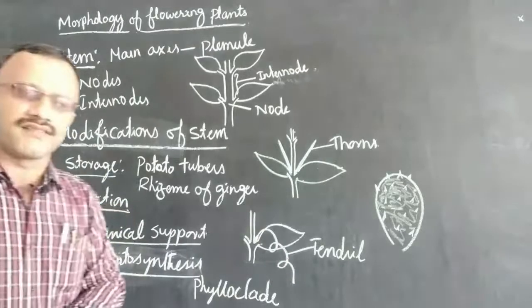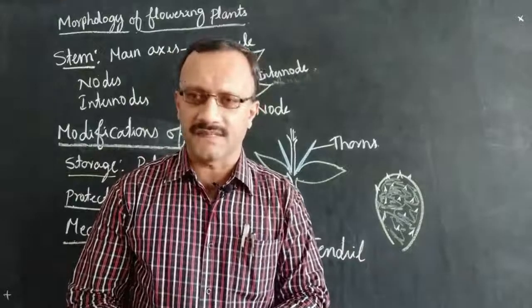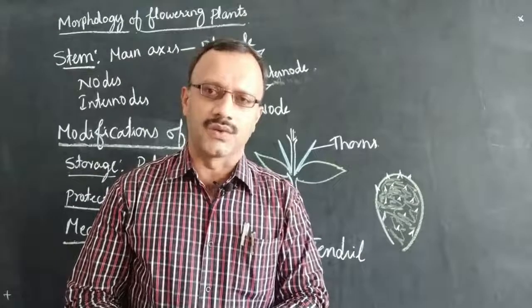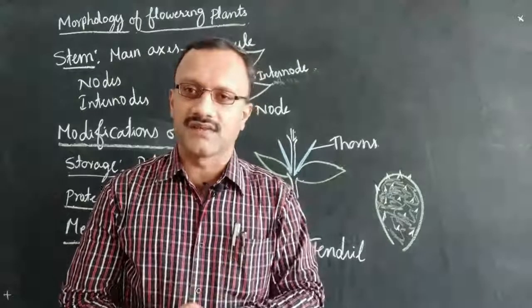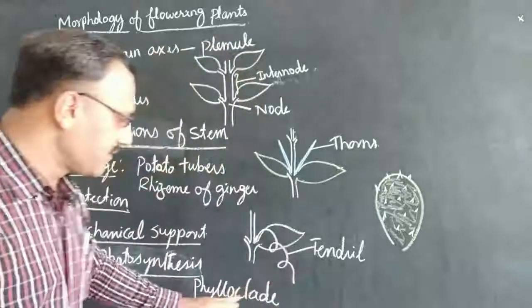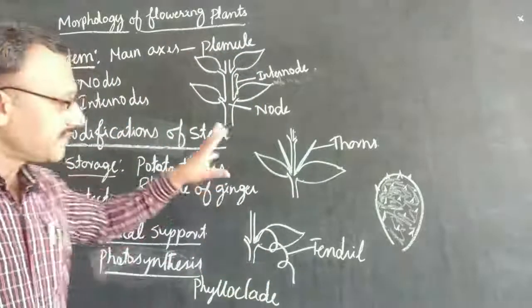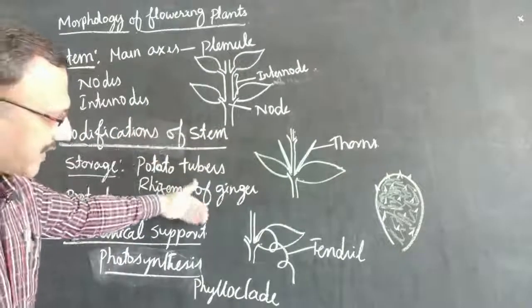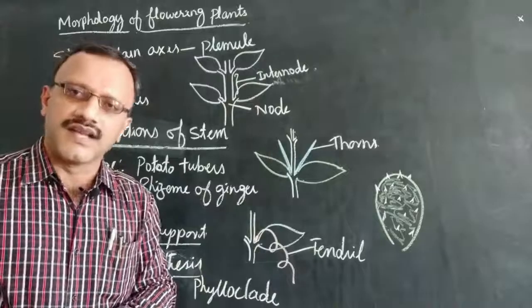Similarly, in some plants like cactus or xerophytes, the stem becomes fleshy, that is succulent, and is involved in storage of reserve food material, plus it is involved in photosynthesis. Such a type of stem is called phylloclade. So these are the modifications of stem and the stem characters. Next we'll discuss the leaf.